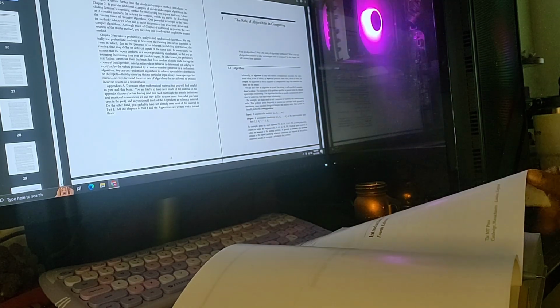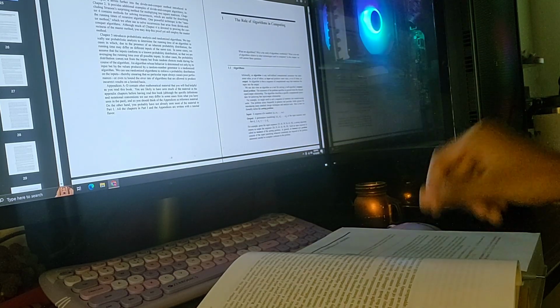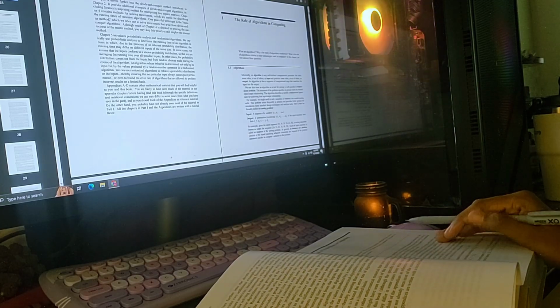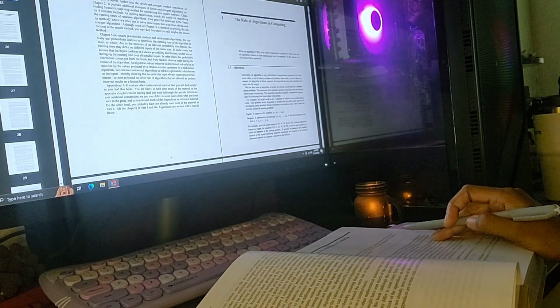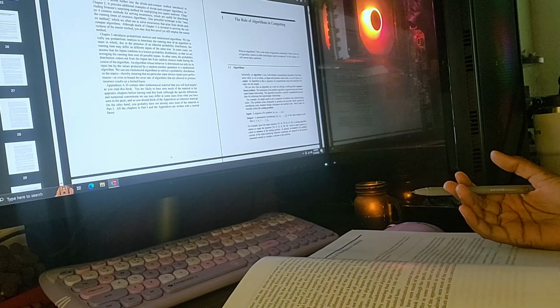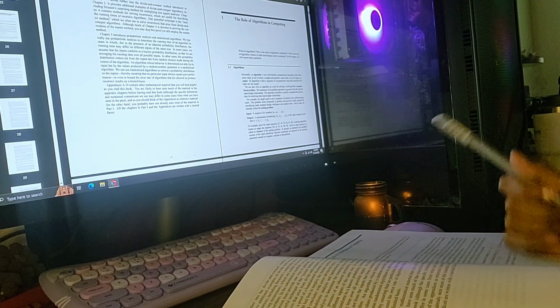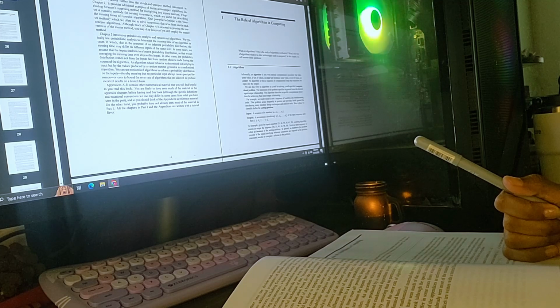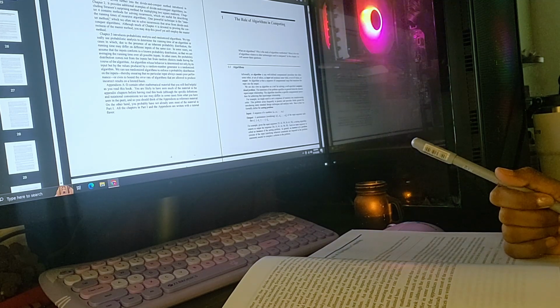So, the first chapter, the role of algorithms in computing. Let's start. While I'm reading, you can read yours, and I'll get back to you when we have to start solving exercises. So, yeah, it's reading time. Let's go.